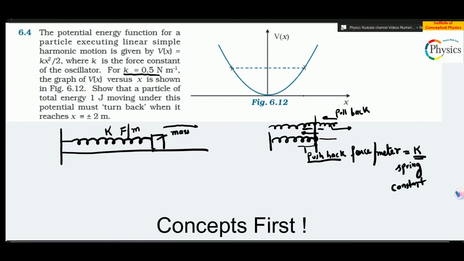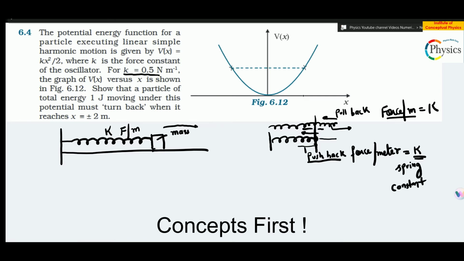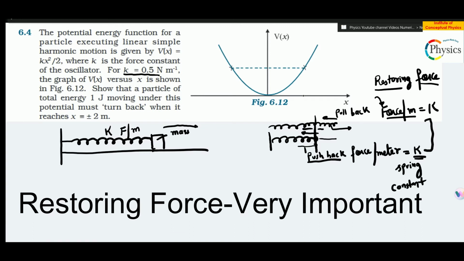You can feel it in your hand, right? The force it generates to pull you back, per meter length of the spring, is called the spring constant K. So these two are one and the same thing. You can either pull the spring or push the spring. The force generated is popularly called the restoring force of the spring. I hope this is making sense to you. Every spring, when pulled or pushed, generates a pushback and a pullback force, which is measured on a per meter basis. That is called the restoring force of the spring.